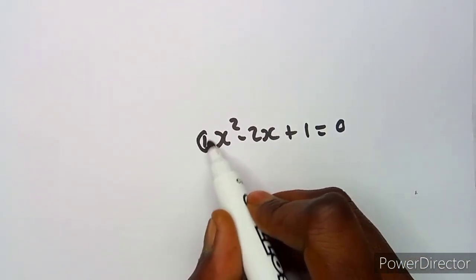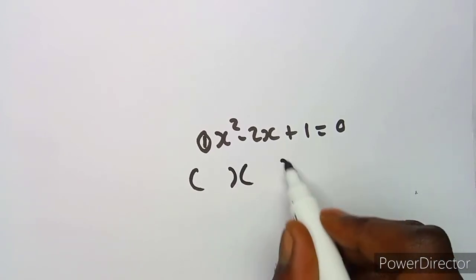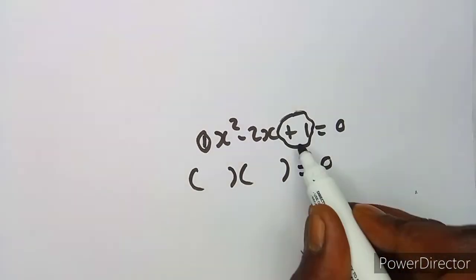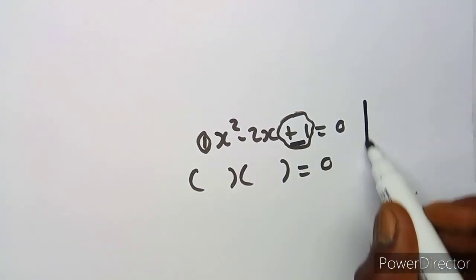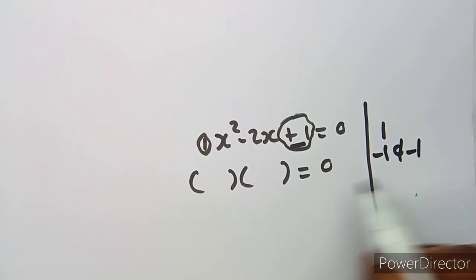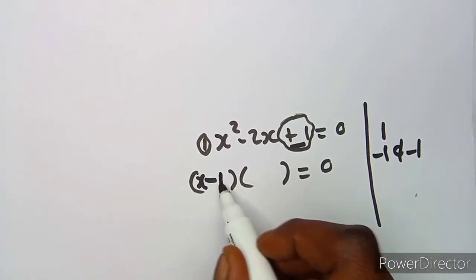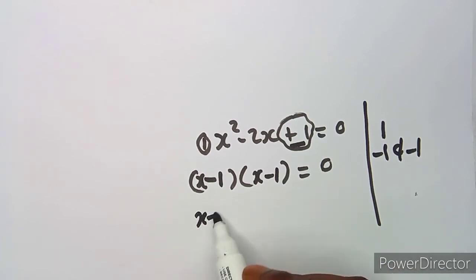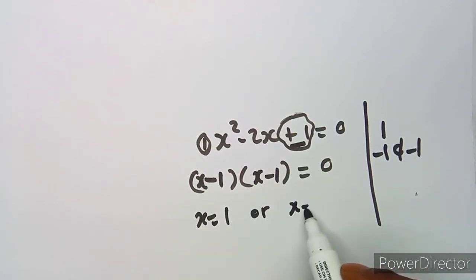Using factorization or the quadratic formula, whatever technique you have, you can apply this. Since the coefficient of x² is 1, I'm just going to have my two brackets. What are the factors of 1 which give us minus 2? Definitely it's minus 1 and minus 1. So (x − 1)(x − 1) = 0, which means x is equal to 1.